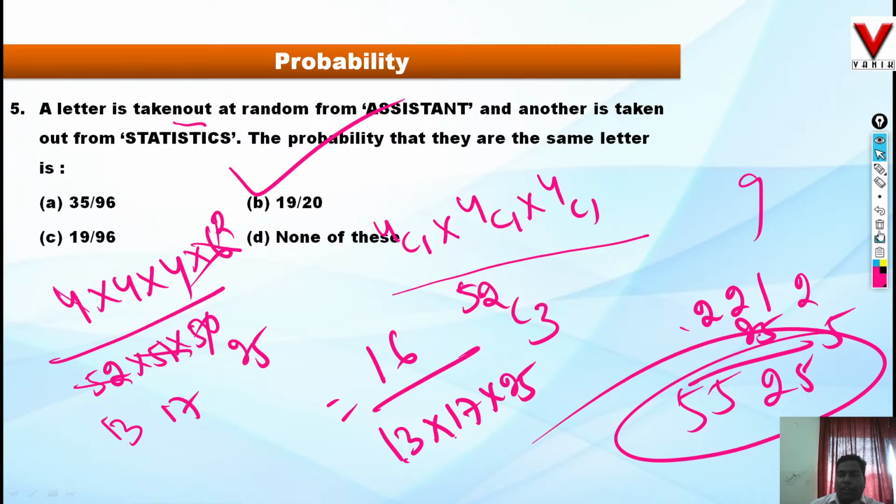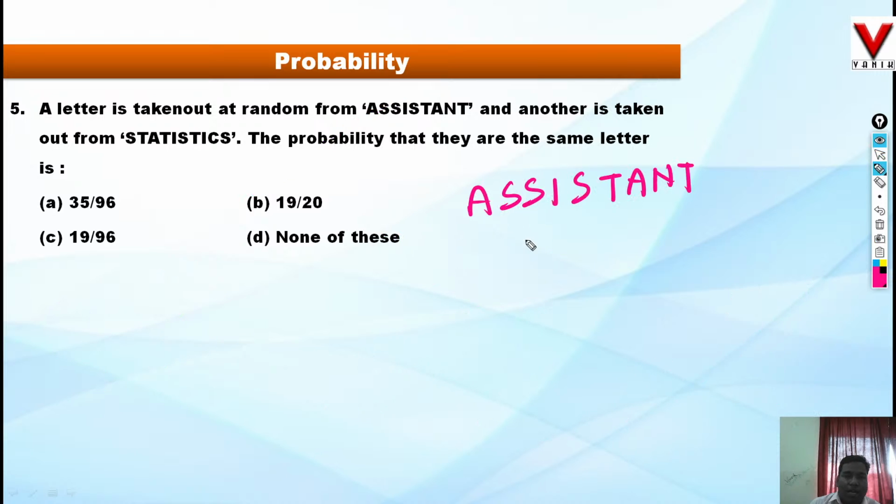Question number 5. A letter is taken out at random from ASSISTANT, A S S I S T A N T, and another is taken out from STATISTICS. The probability that they are the same letter. A letter is taken out at random from assistant and another is taken out from statistics.